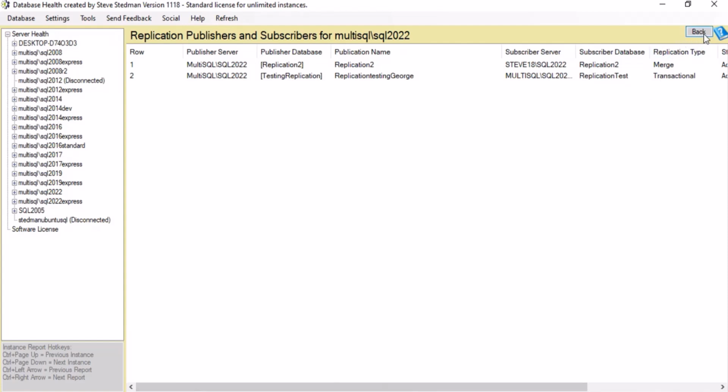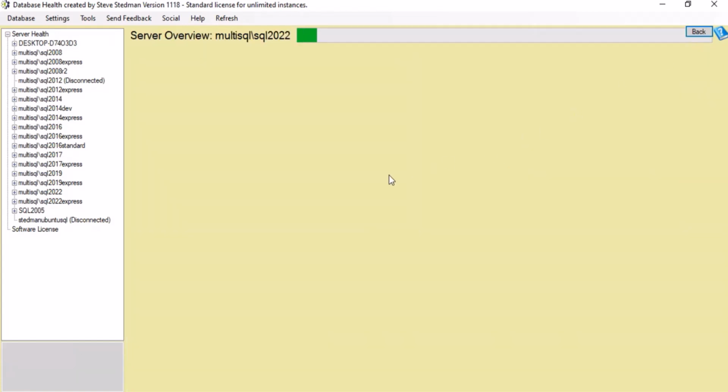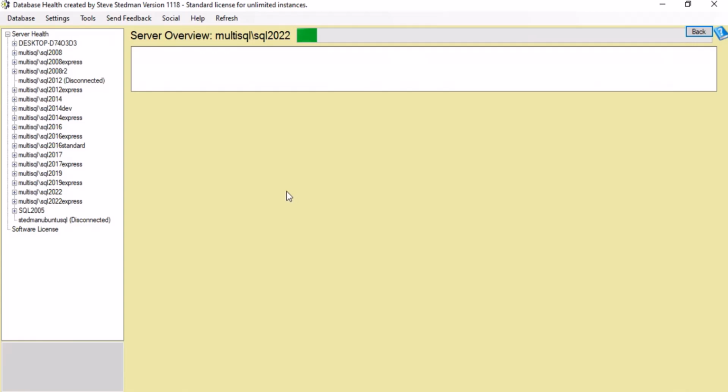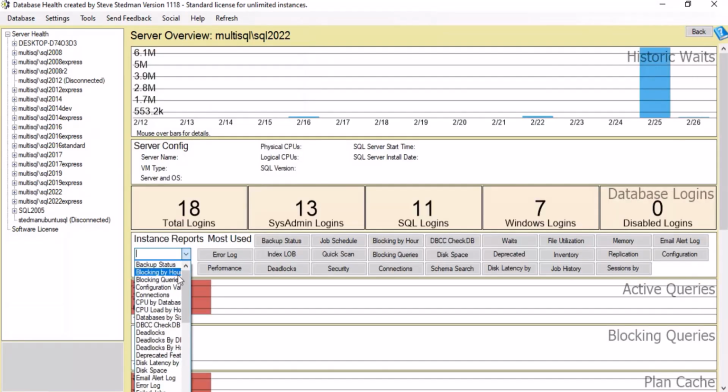Alrighty, and then the last instance report that we added for this last release is the new disk latency by hour.